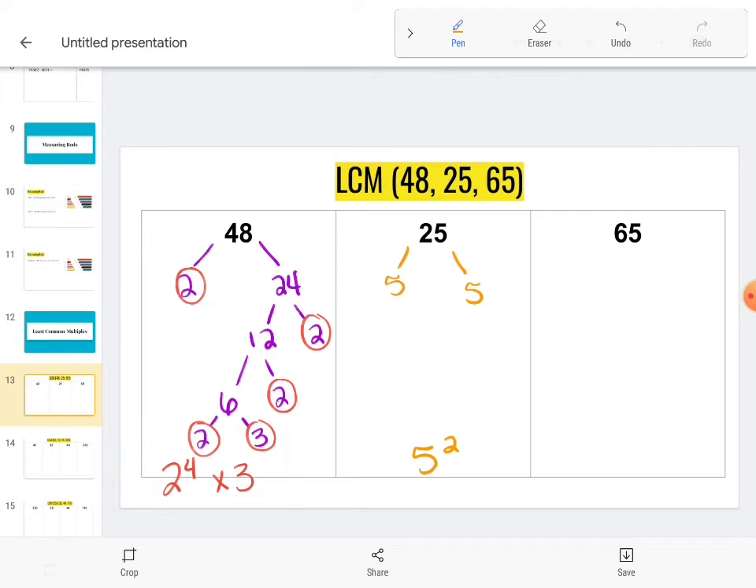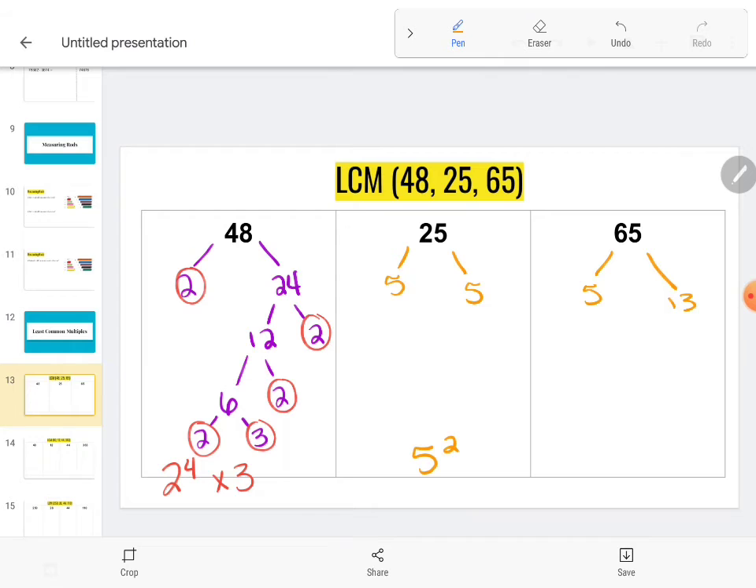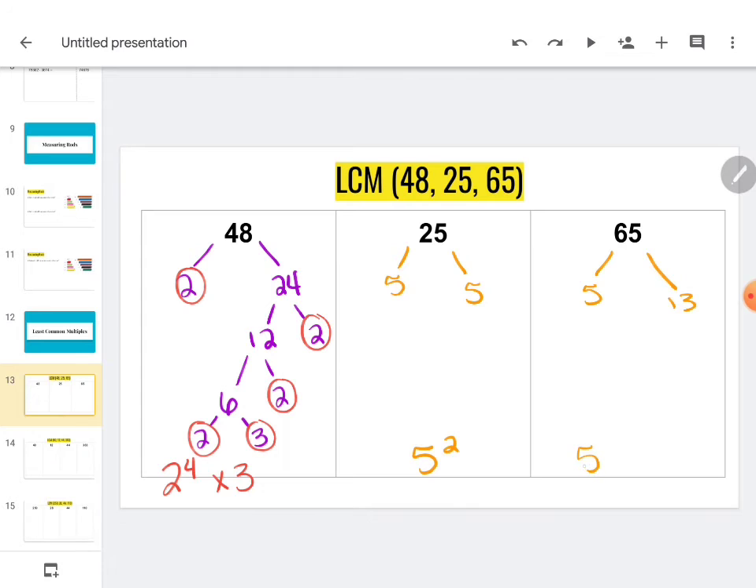Again, we're going to do the same thing with 65. It ends in a 5. It has a 5 in the ones digit, so it's bound to be divisible by 5. So we're going to write 65 divided by 5, which will be 13, which means that 5 times 13 will be equivalent to 65. And since we can't break down 13 or 5, we can go ahead and do 5 times 13 at our bottom.